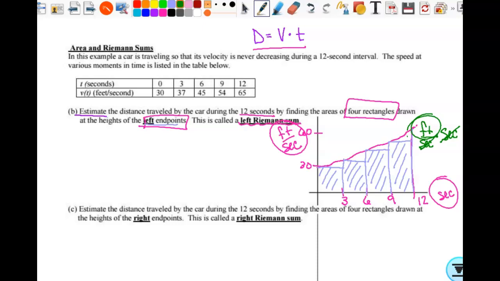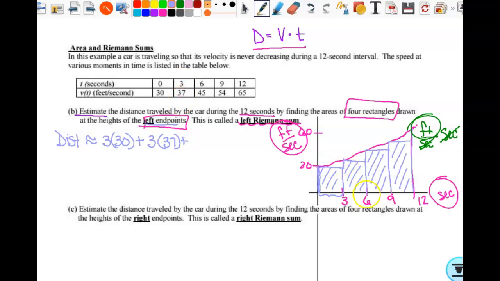So your distance, which is velocity times time, is about, right? And then we find the areas. Base times height. What's the length right here? 3. So I'm going to multiply 3 times the height here when x is what? 0. When x is 0, my height is 30. Plus 3 times the height when x is 3, which would be 37.